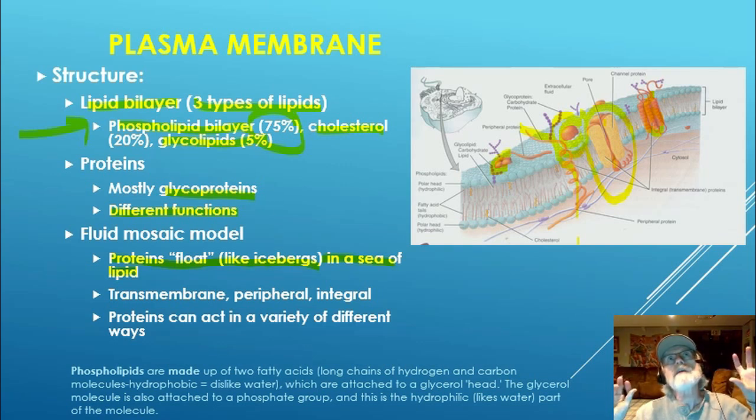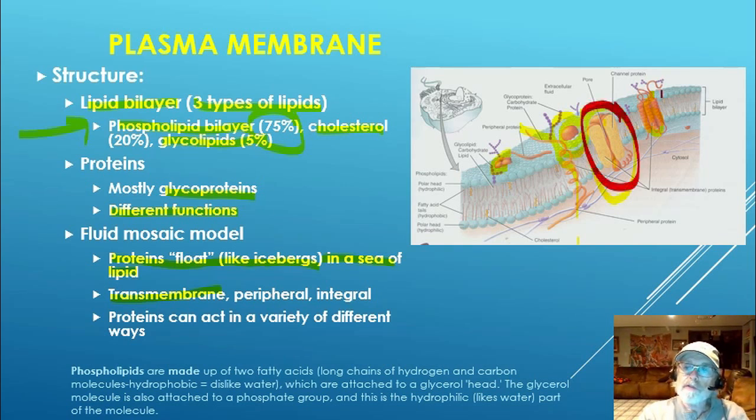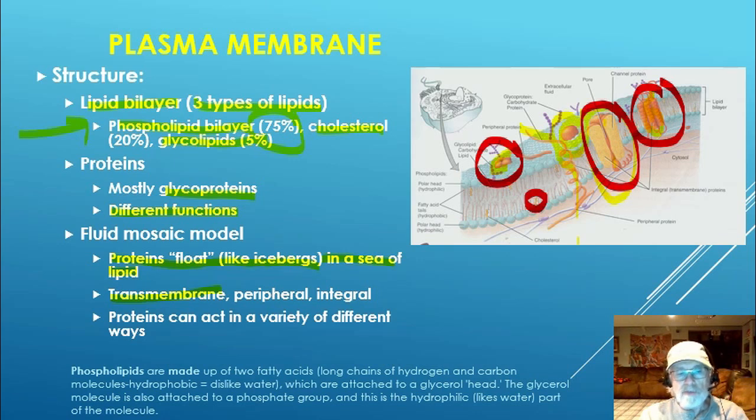Proteins floating like icebergs in a sea of lipid, sort of corny, but that gives you an idea. You can see all these little proteins floating around there. Some of these proteins are called transmembrane, like this one right here, it goes all the way across. This one goes all the way across. Some of them are peripheral, there's a peripheral one right there. Some of them are integral, they're basically only inside the membrane. And they act in a bunch of different ways.